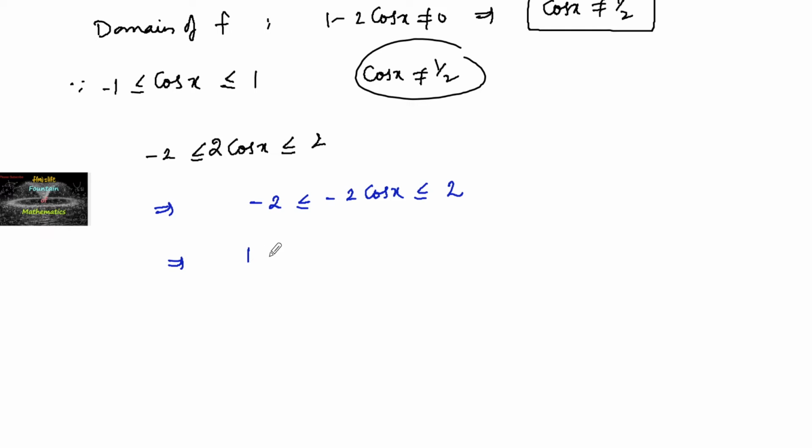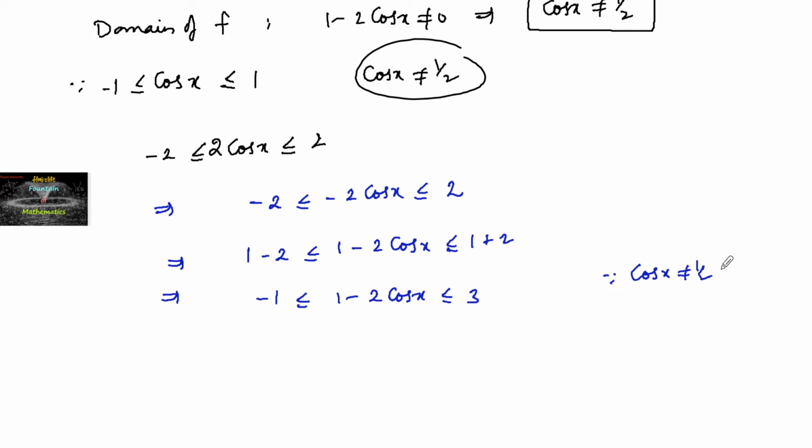Then again adding 1, so 1 minus 2 is less than or equal to 1 minus 2 cos x is less than or equal to 1 plus 2. So we can write minus 1 is less than or equal to 1 minus 2 cos x less than or equal to 3. But since cos x is not equal to 1 by 2, that is, 1 minus 2 cos x cannot be equal to 0.